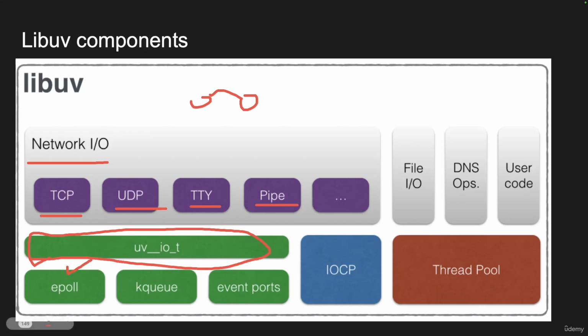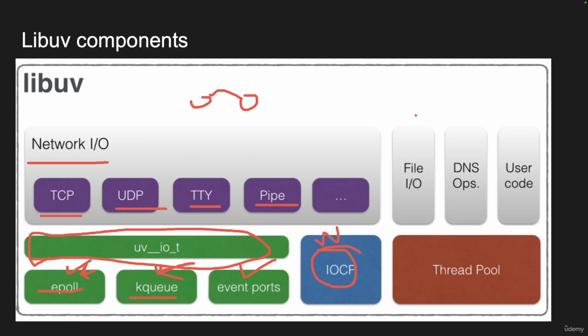This is Linux epoll. If you're using Linux, we're going to use epoll. If you're using BSD or Mac, we're going to use kqueue. And event ports, I think, are for Solaris, if I'm not mistaken. So we have kqueue as well, epoll for Linux, and this is what we're really interested in.